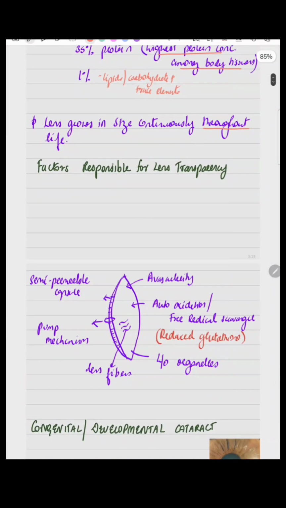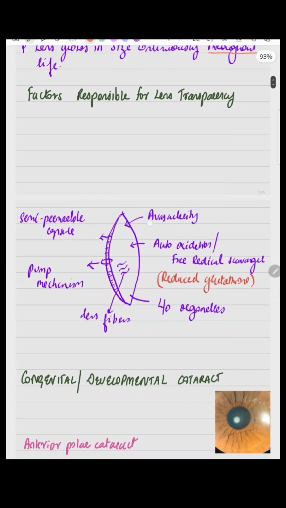Factors responsible for lens transparency: avascularity, the tightly packed nature of the lens fibers, the narrow lens fiber membrane, loss of organelles, arrangement of the lens proteins, semi-permeability of the capsule, the pump mechanism of the lens fiber membrane, auto-oxidation, and a high concentration of reduced glutathione present in the lens.